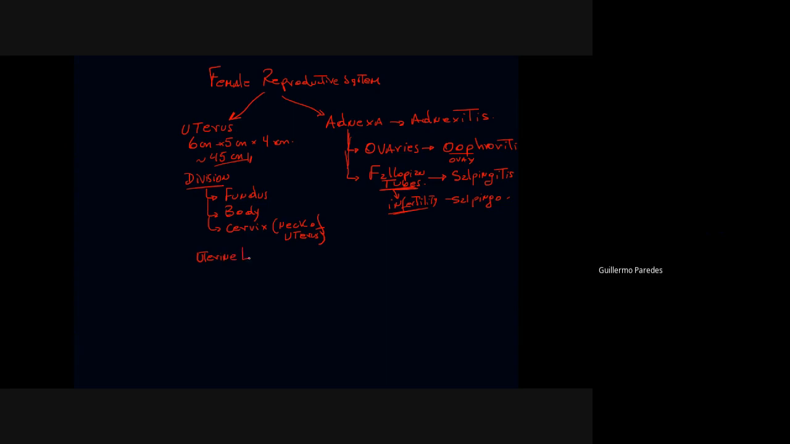The uterine layers are three again. Number one is the endometrium. Number two is the myometrium, the middle layer. And number three, the perimetrium. All of this we are going to see in the next minutes. Okay, so let's continue.